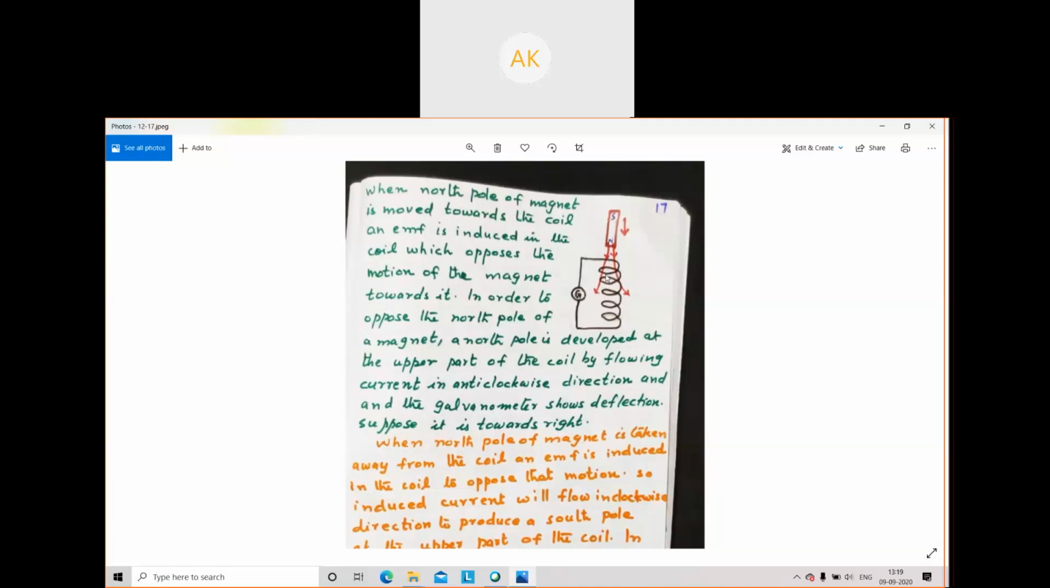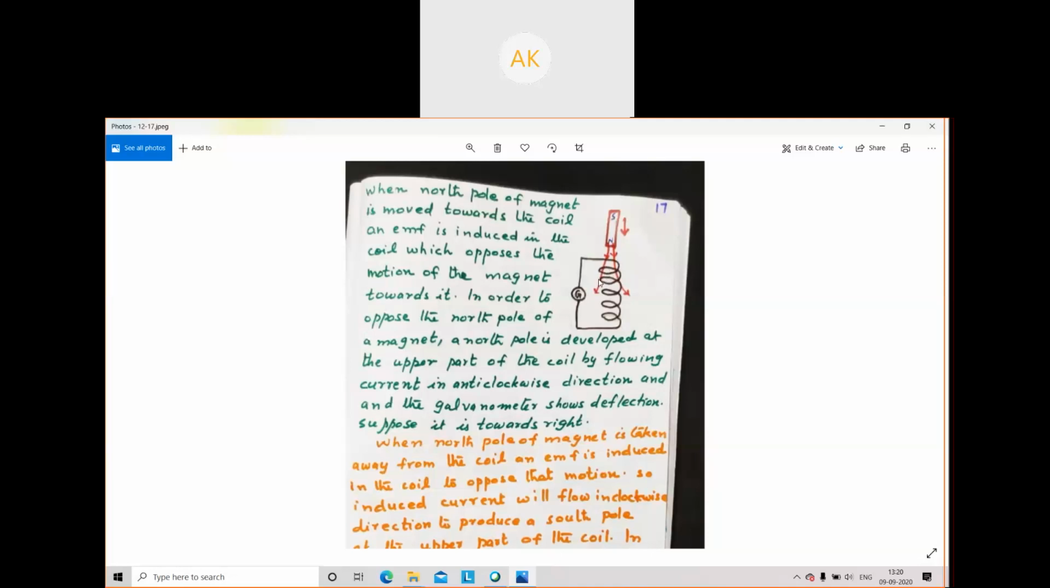But when we move either the coil towards the magnet or the magnet towards the coil, there is a relative motion between the magnet and the coil. There is a change in magnetic flux linked with the coil, and therefore an EMF will be induced in the coil, and that can be detected in the galvanometer. Clear? So here, according to Lenz's rule, the polarity of the induced EMF always opposes the cause which is producing it.